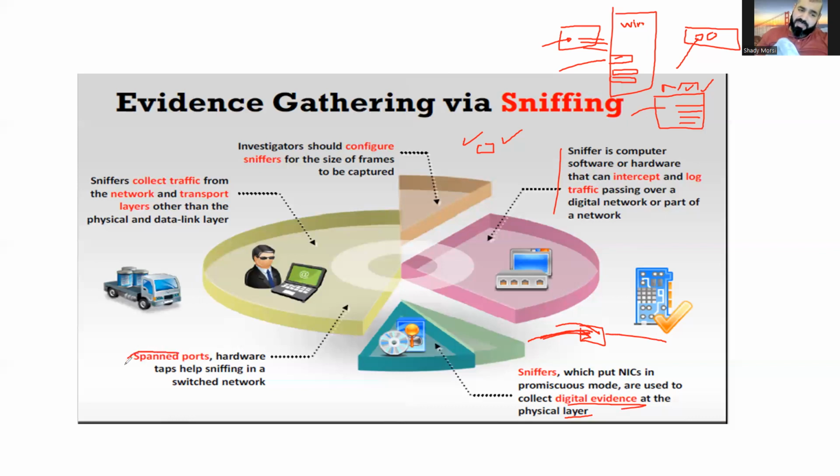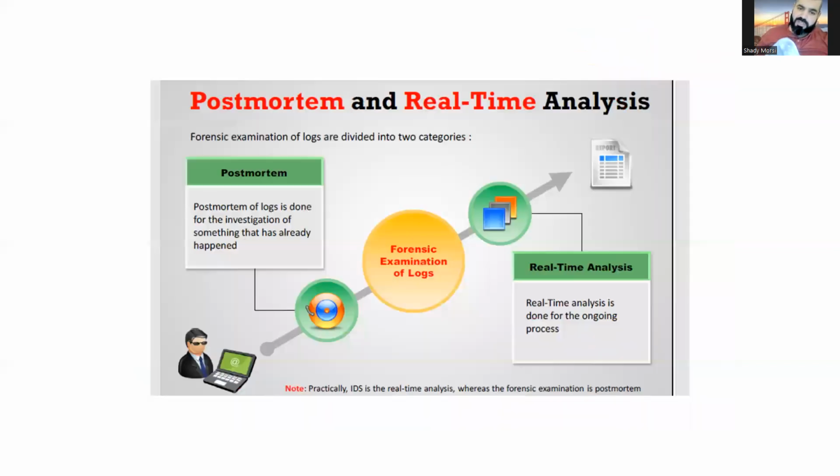Again, I explained the span port. You do it in a switch, especially in a switched network, where you cannot really see all the data. So you need to configure one specific port to work as a mirror port or a span port. The investigator should also configure a sniffer for the size of the frame to be captured. So you need to make sure you have enough space to capture all this data within your solution.